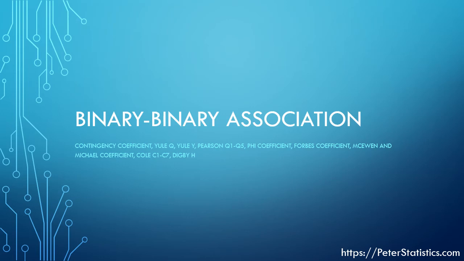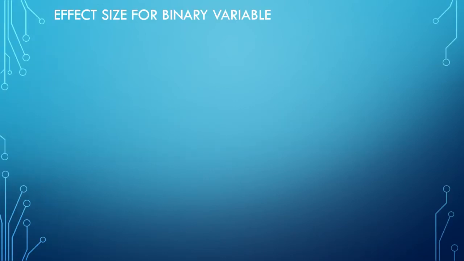Welcome. In this video, I'm going to talk a little bit about measures of effect size for two binary variables, so a binary and binary association. There are quite a lot of these, so this video will be a little bit longer than usual, but hopefully it will be worthwhile. I tried to group them a little bit together.